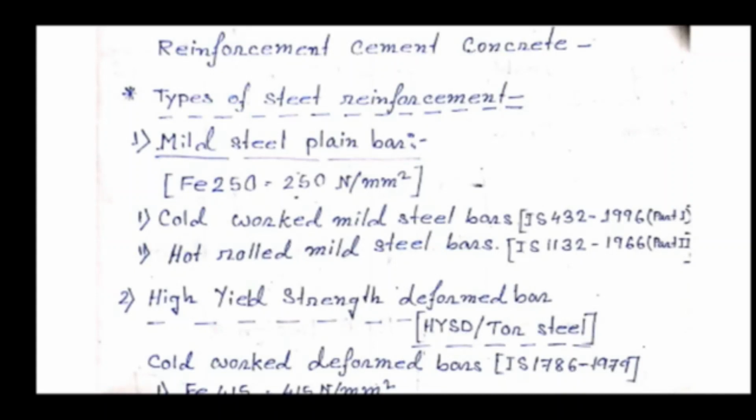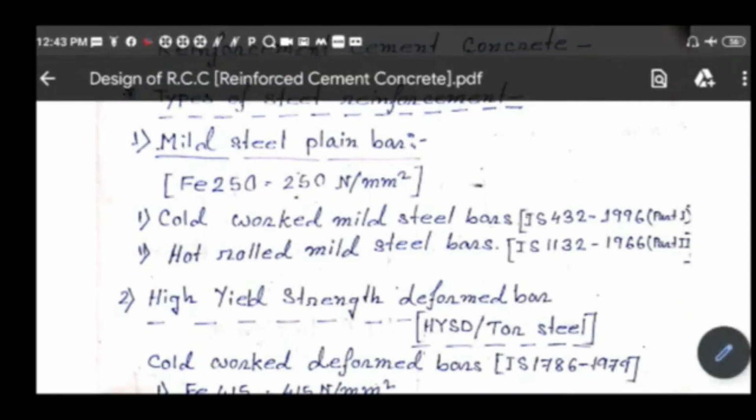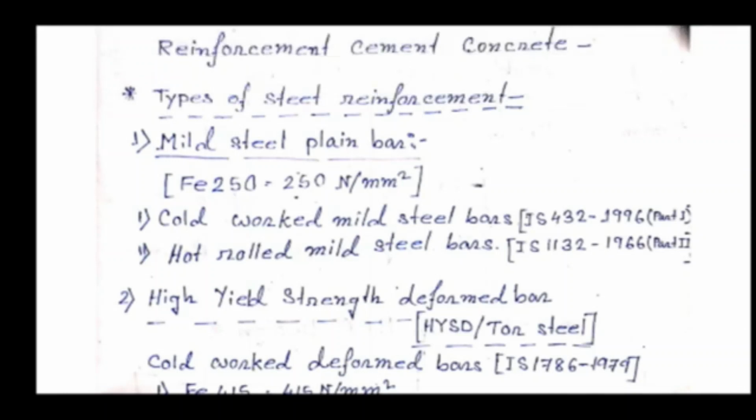First one is mild steel plain bar, that is denoted by Fe250. That means yield strength of mild steel plain bar is 250 Newton per millimeter square. Instead of Newton per millimeter square, we may write megapascal, that is MPa. So there are two types of mild steel plain bar: cold work mild steel bars from IS 432 1996 part 1, and hot rolled mild steel bars from IS 1132 1966 part 2.